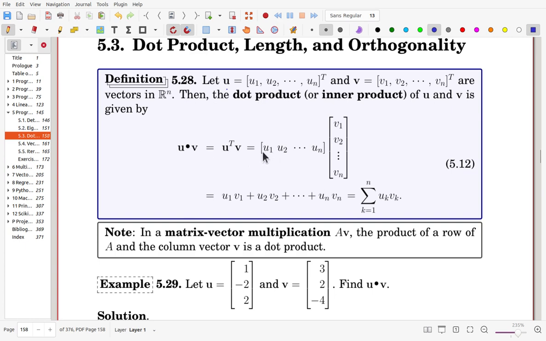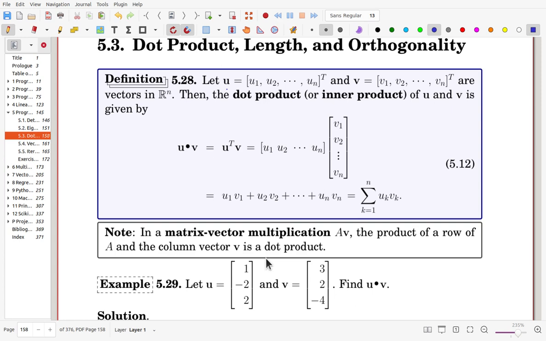First we multiply the corresponding entries, u1 v1, u2 v2, and the last one is un vn, and we sum those numbers to get the dot product. That's the definition of dot product. In matrix-vector multiplication Av, the product of a row of A and the column vector v is a dot product. So you have already used the dot product.